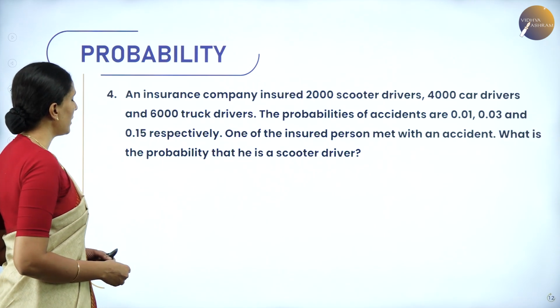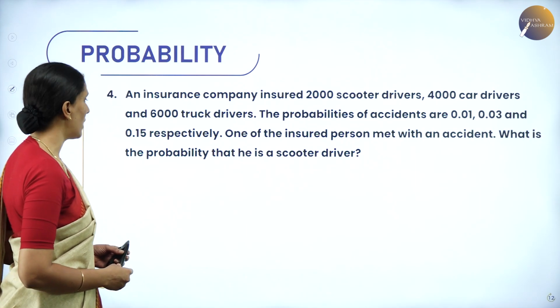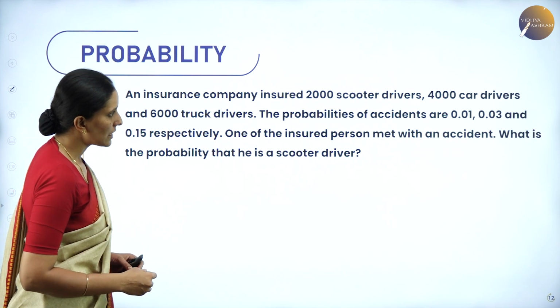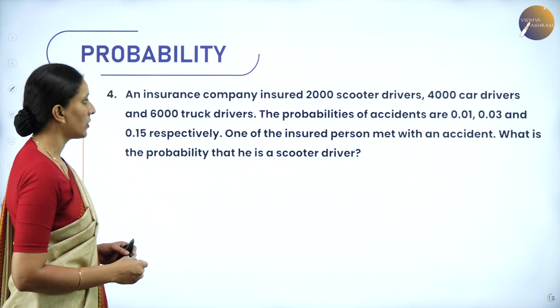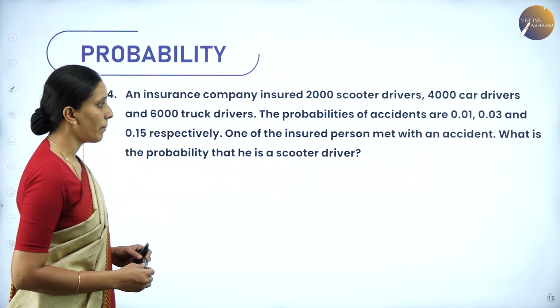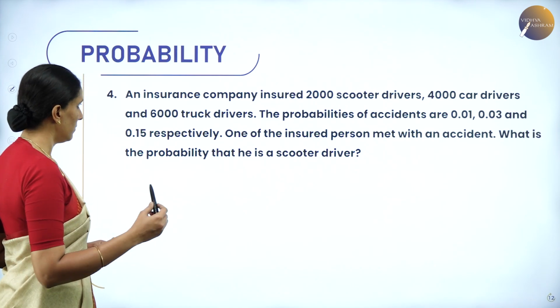Next question. An insurance company insured 2,000 scooter drivers, 4,000 car drivers and 6,000 truck drivers. The probabilities of an accident are 0.01, 0.03 and 0.15 respectively. One of the insured persons met with an accident. What is the probability that he is a scooter driver?